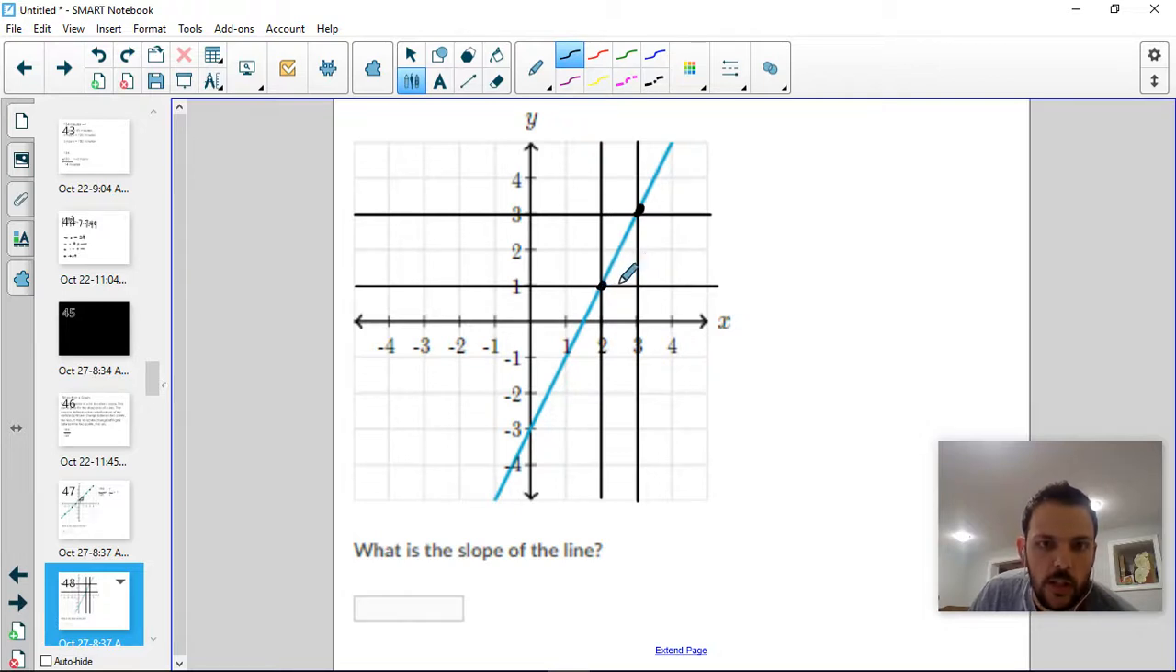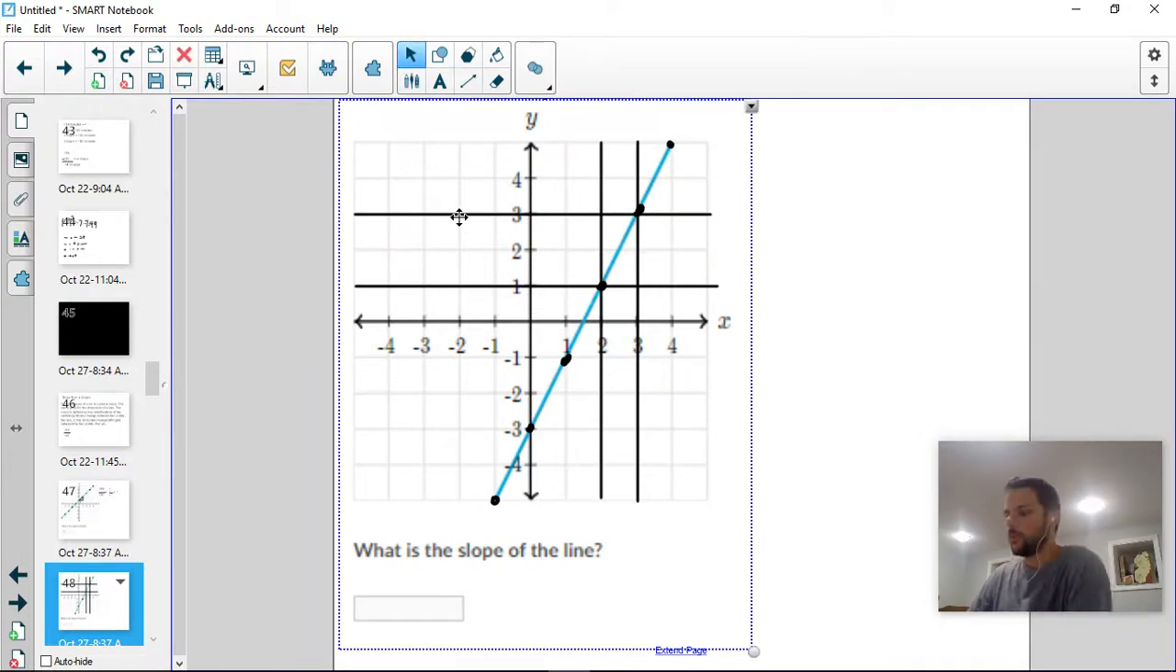Here's another one I could use. It goes through this vertical line at positive 1. It goes through this horizontal line here at negative 1. Here's another one I could use here, and another, and another. So those are all the points I could use here to find that graph.